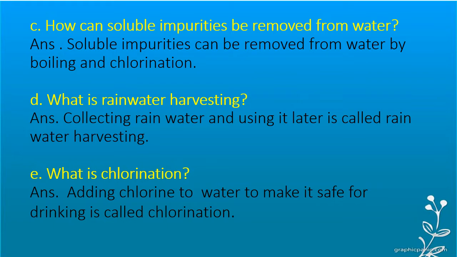Part E. This is the last question. What is chlorination? Answer is adding chlorine to water to make it safe for drinking is called chlorination. If we want to purify our water or to kill the germs which are present in water, what will we do? We will add chlorine to water. After that, the water will be safe for drinking.